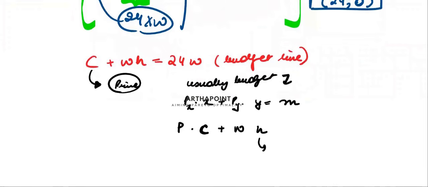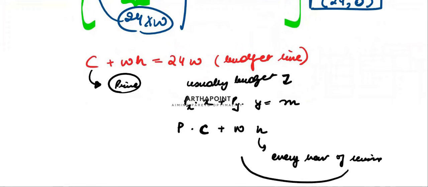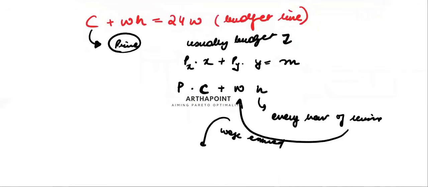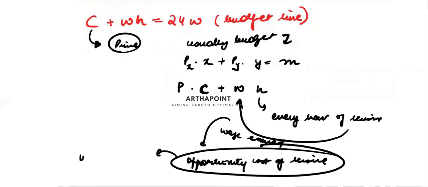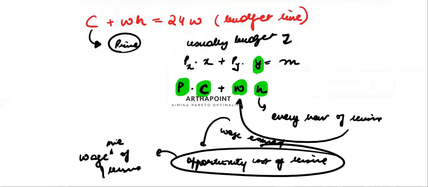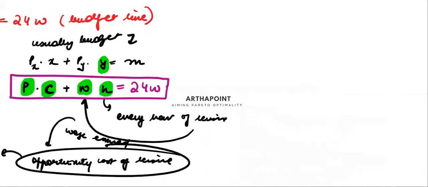Why? Because for every hour of leisure that you enjoy, you are giving up on the wage you could have earned. So ideally, the opportunity cost of leisure, when you enjoy leisure, you give up on the wage. So we say that wage is the price of leisure. So just consider this. Price of consumption is taken as P. Price of leisure is taken as W. And total income of the consumer is 24 into W. Wage rate into the total number of hours.